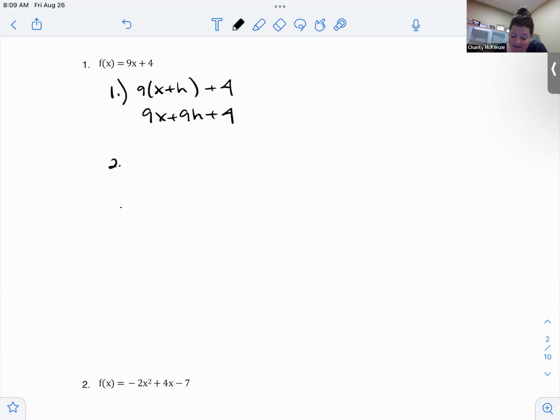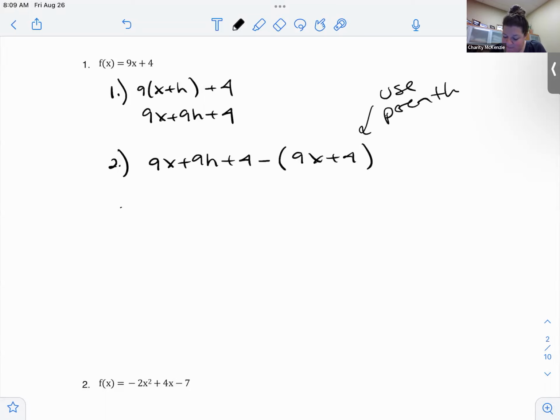So then step 2 says subtract off the original function. So right now I have 9x plus 9h plus 4. I'm going to minus off the entire original function. You have to use parentheses, or you'll mess up your negative signs and get the problem wrong, because I'm subtracting off the 9x and I'm subtracting off the 4. So make sure you use a parenthesis there. So then I'm going to change this to positive. That changes that to negative and that to negative.